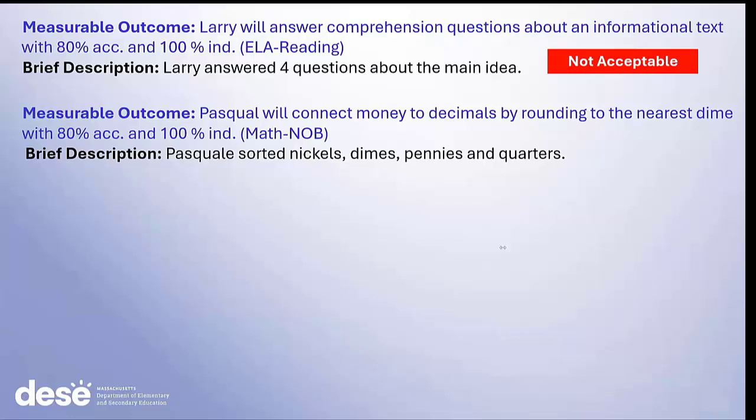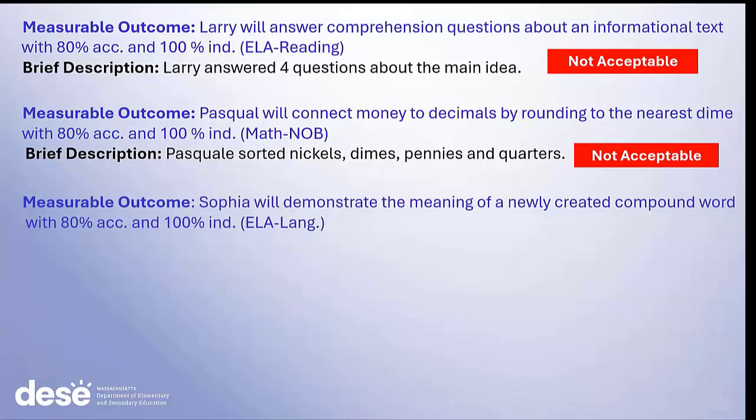So he was supposed to connect money to decimals by rounding to the nearest dime, but the activity that they did was sort nickels, dimes, pennies, and quarters. So it's not acceptable because there weren't any decimals, there wasn't any rounding to the nearest dime. So if you said acceptable, I want to make sure that you understand why it's not acceptable.